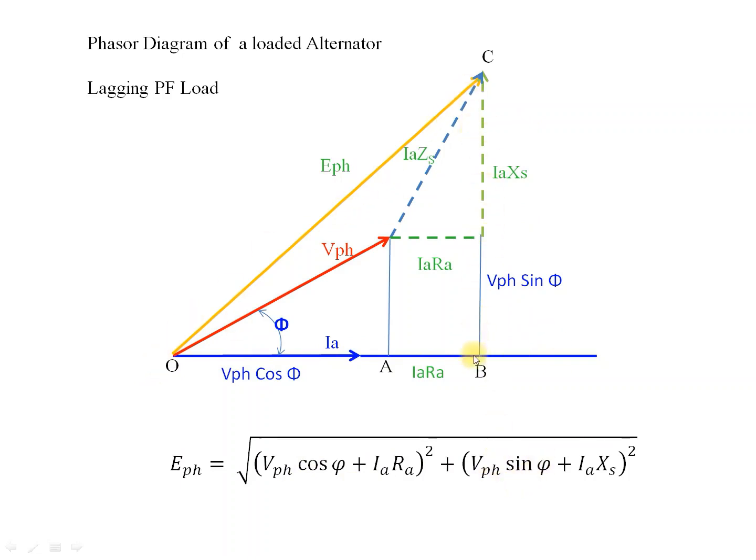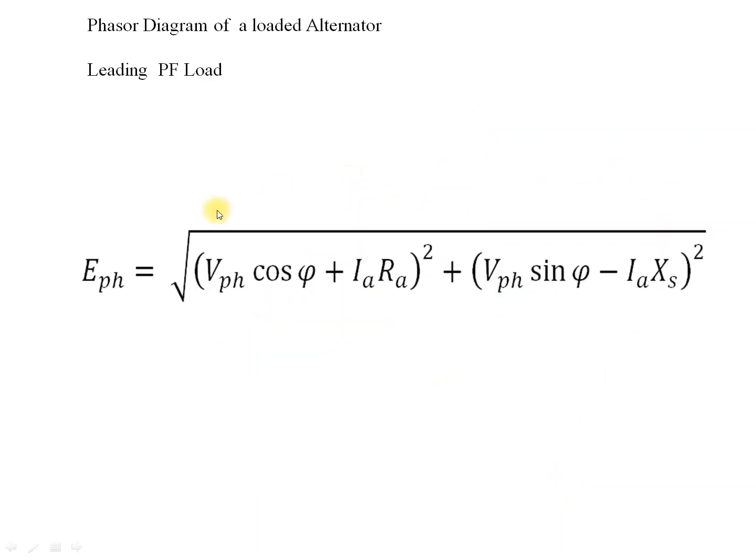By Pythagoras theorem we can add the squared values of these sides. So E phase squared is V phase cos phi plus IA RA the whole square, plus V phase sin phi plus IA XS the whole square. If you have a leading power factor, then the IA XS term will be negative, as shown in this slide. So for leading power factor, we have the formula with a minus here.